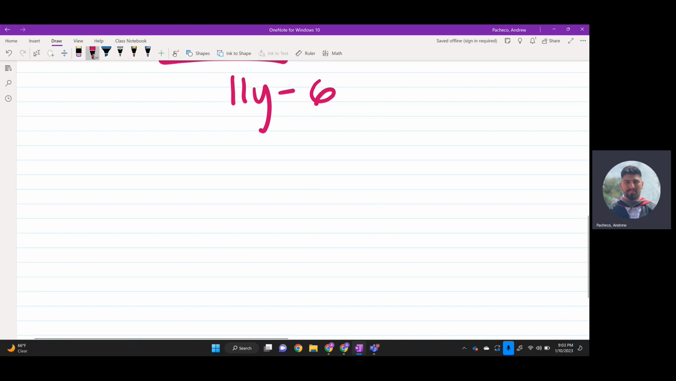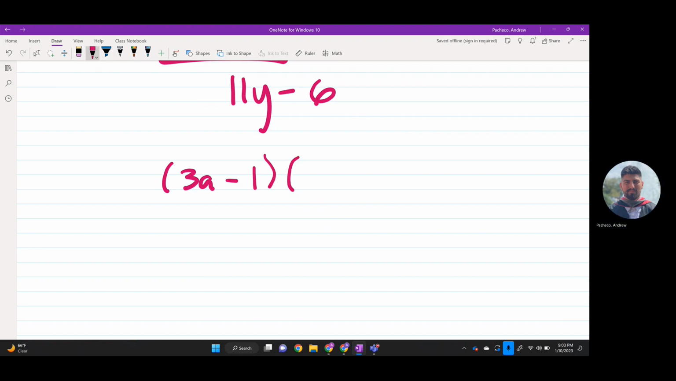And just for reference, if you forgot or have trouble with something like this, (3a minus 1)(2a plus 8). What should happen is someone should be able to read your description of what you wrote out and should be able to solve the problem.